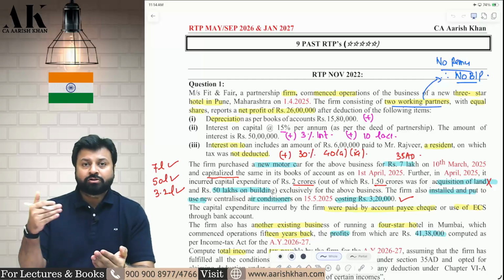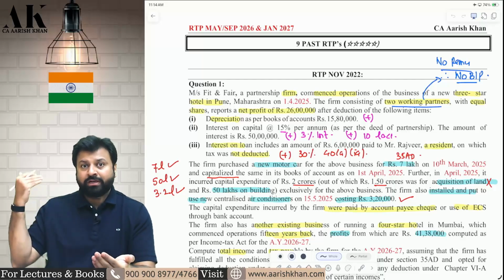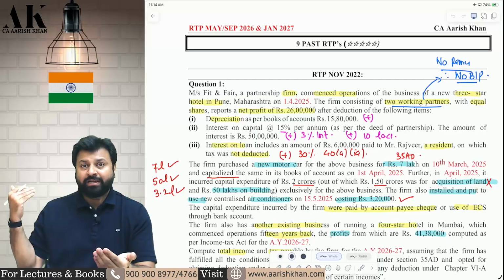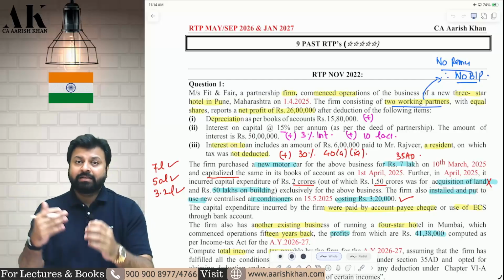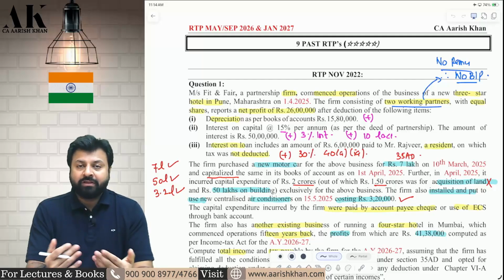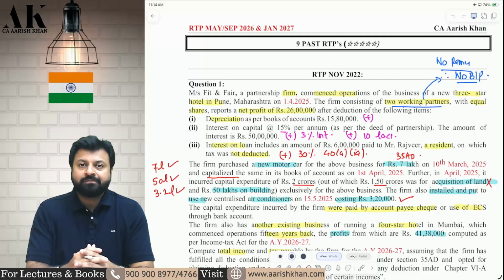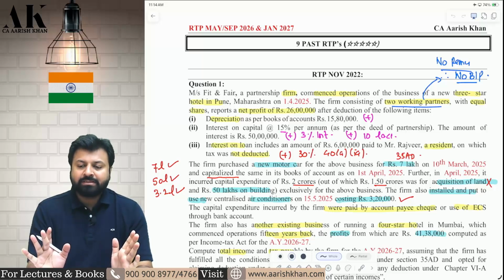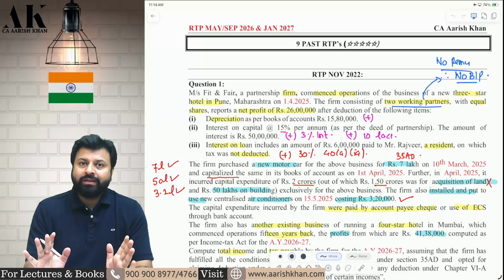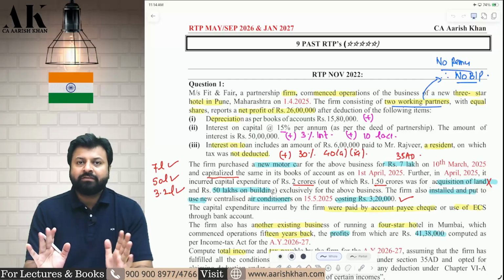Apart from this, suppose here it is November 22. In our class book, you will also get May 22, and you may also get December 21. So there are a few more RTPs covered, which will give you more exhaustive coverage. Here we are covering 9 RTPs, 9 past papers, and then you are doing 8 MTPs. So these are the few things that I had to say before we start our session.